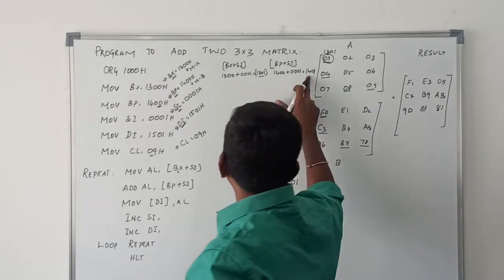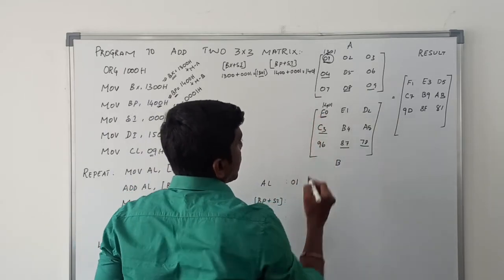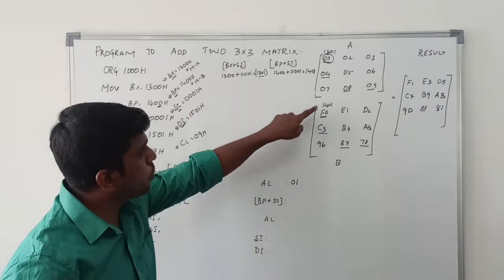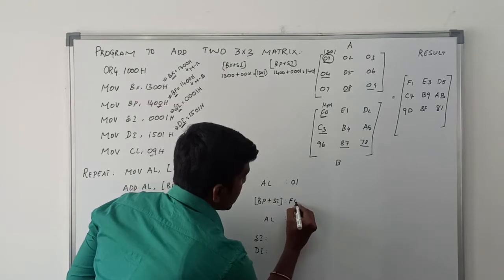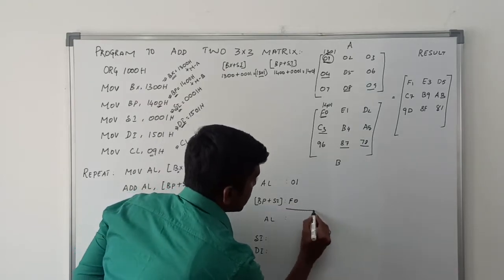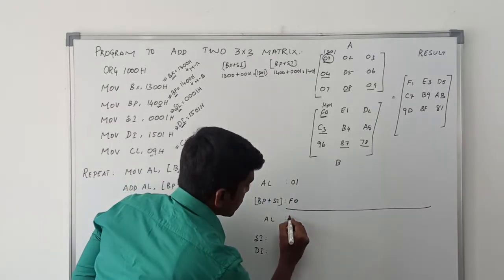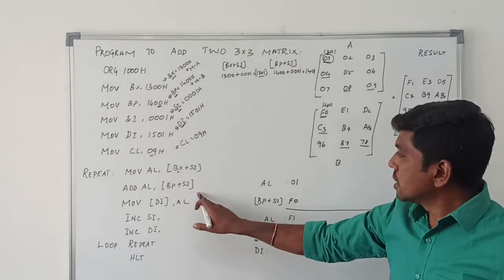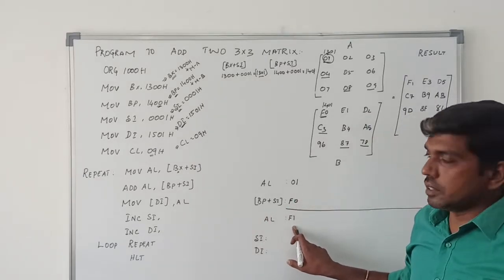So in this memory location, whatever value is present, that content is added with the accumulator register. So BP plus SI values 1401. In this memory location, the data is F0. Just adding these two values: 01 plus F0, the result is F1. So after execution of this instruction, just adding these two contents, the result is stored in the AL register.